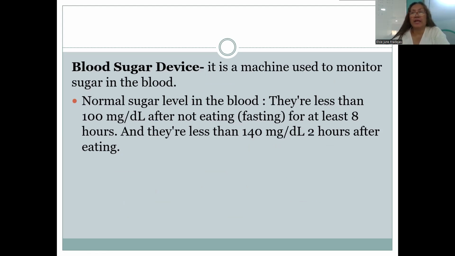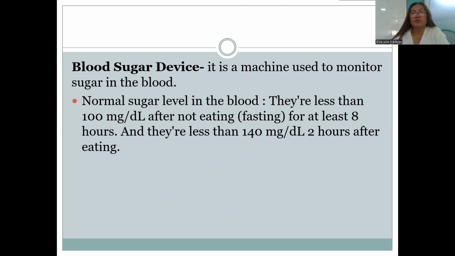Let's go to your blood sugar device, or we call it the blood sugar level or your capillary blood glucose. Okay, the device used for taking your CBG, we call it a glucometer. It's a machine used to monitor sugar in the blood.